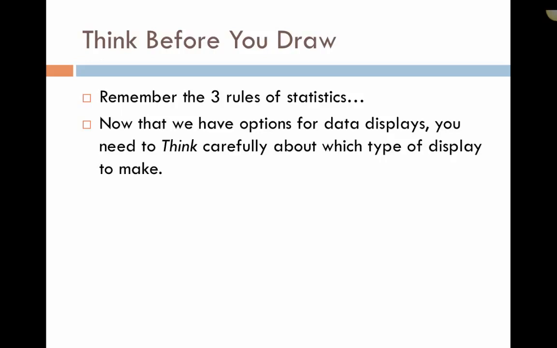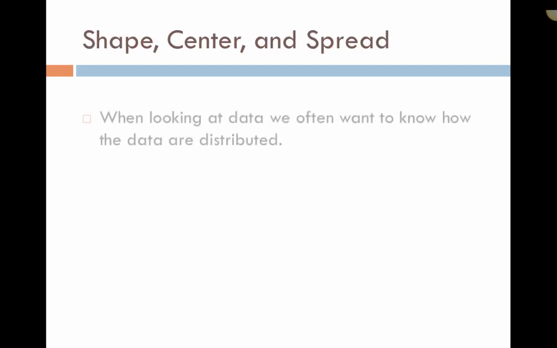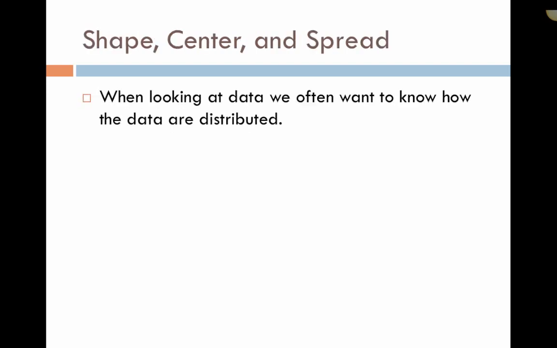That gives us 6 different displays that we could make, so we have to make sure we're using the correct one. Before we make a stem and leaf display, a histogram, or a dot plot, we have to check the quantitative data condition, which states that the data values are of a quantitative variable whose units are known. So you want to make sure that you know exactly what the units are so that you know that you're using quantitative data.